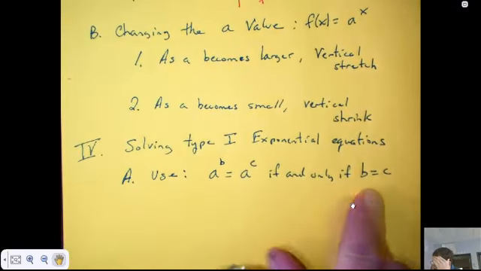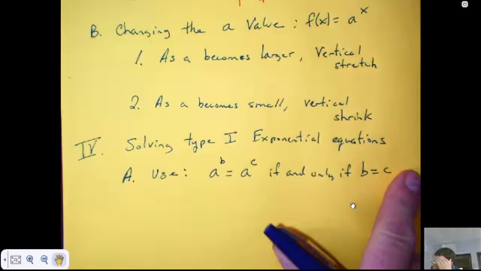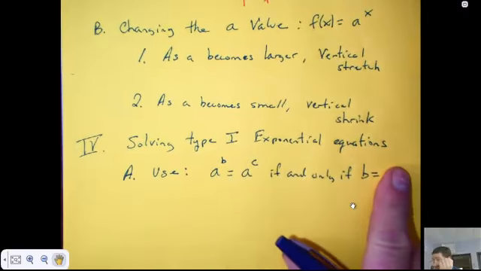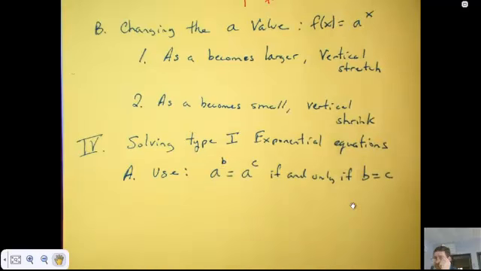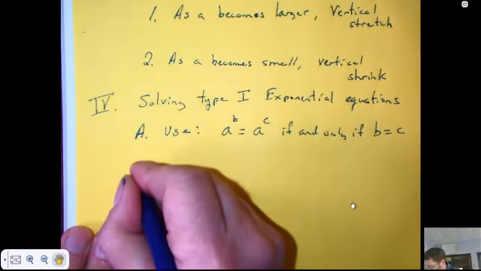If and only if, of course, means that you can go both ways. If this is true, and if b equals c, then this is also true. So you can go both ways on that, an if and only if statement. That's why we often say it like that. So, some examples.